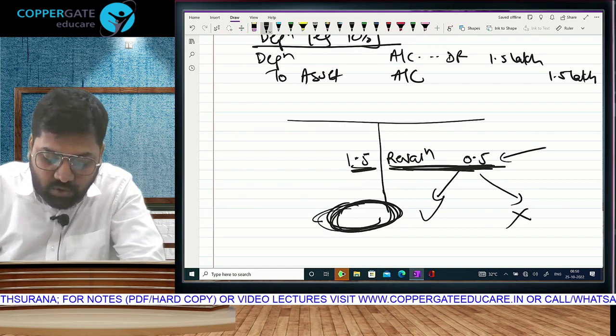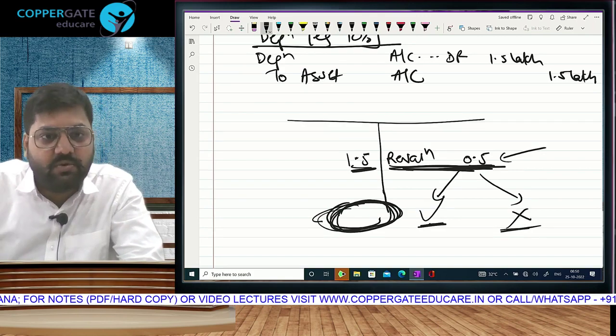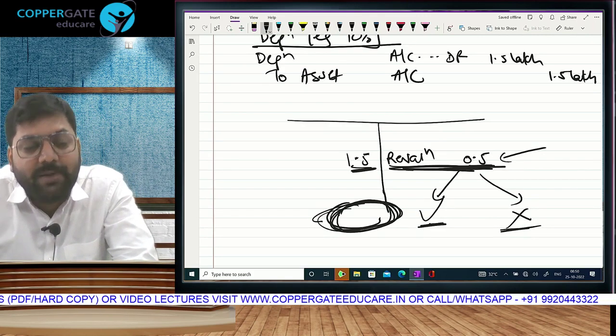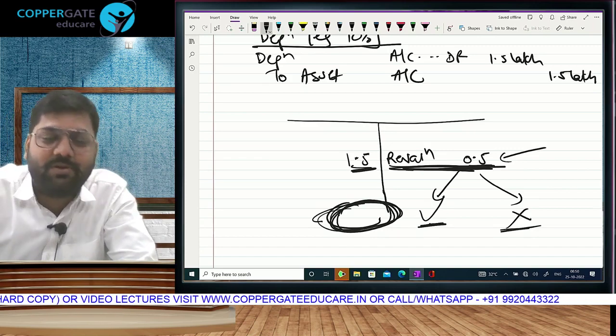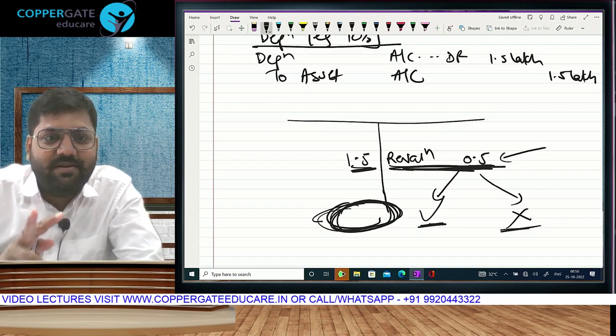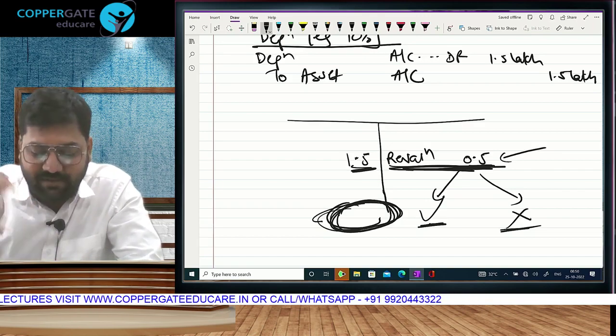You agree with this? Now you tell me which assessee's tax treatment you want to learn. First, the assessee who followed guidance note or the assessee who did not follow. Whose should I do? Some are saying both. I did not say which one of them. I said I am doing both. First, whose? The one who followed.